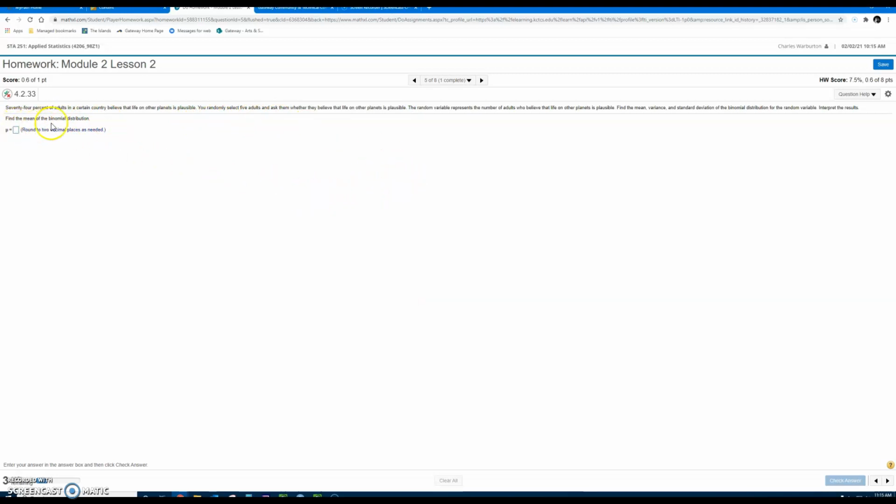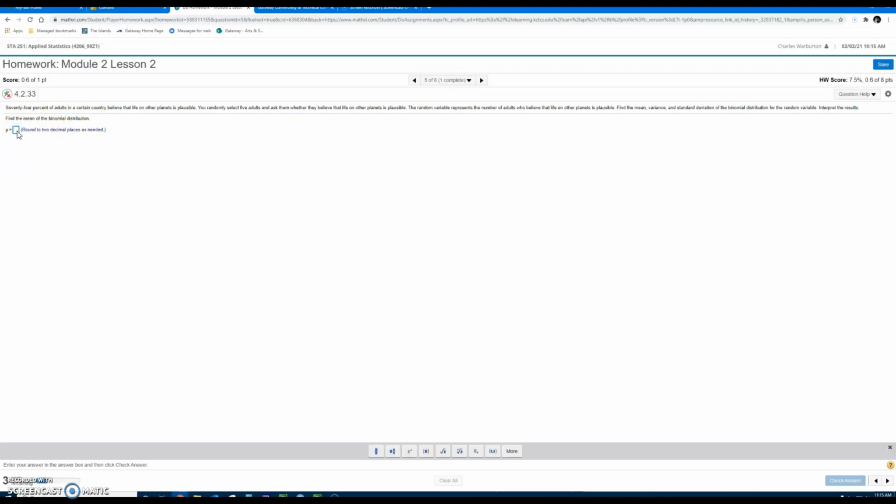It says this: find the mean of the binomial distribution. The mean is the number of trials, or in this case, the number of individuals that you've asked, times the probability of success. So in this case, it's going to be 5 times 0.74. Remember, you always do probabilities as decimals when you're doing calculations. So in my calculator, 5 times 0.74 is 3.7.